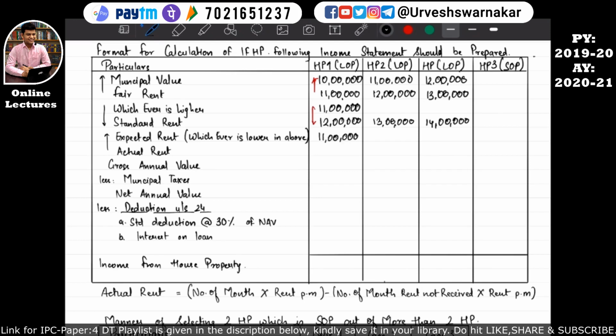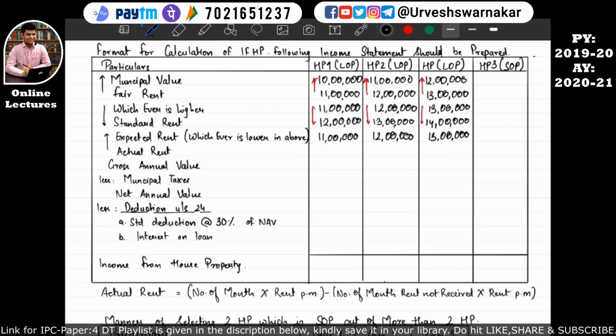Okay, so in house property 2, we will calculate in a similar manner. Whichever is higher is 12 lakhs, and whichever is lower over here is 12 lakhs again. So the expected rent in house property 2 is 12 lakh. In case of a constructed house property, whichever is higher is 13 lakhs, and out of these two, whichever is higher and the standard rent, whichever is lower, the expected rent becomes 13 lakh. I hope this is quite clear.